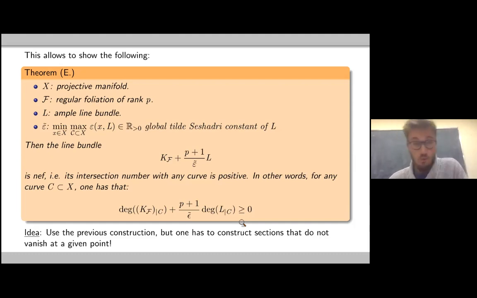And the idea is to use the previous construction, but of course we have to ensure that we construct sections that first are not identically 0, and also that do not vanish at a given point to obtain the nefness. So here it's a bit more technical, but not too complicated either.